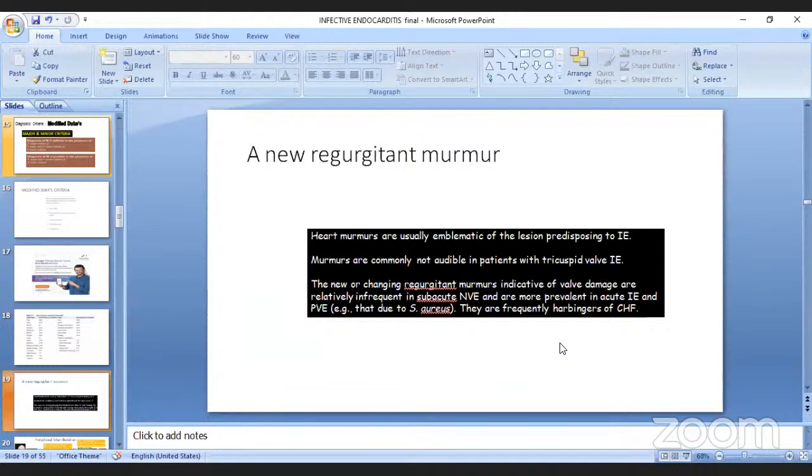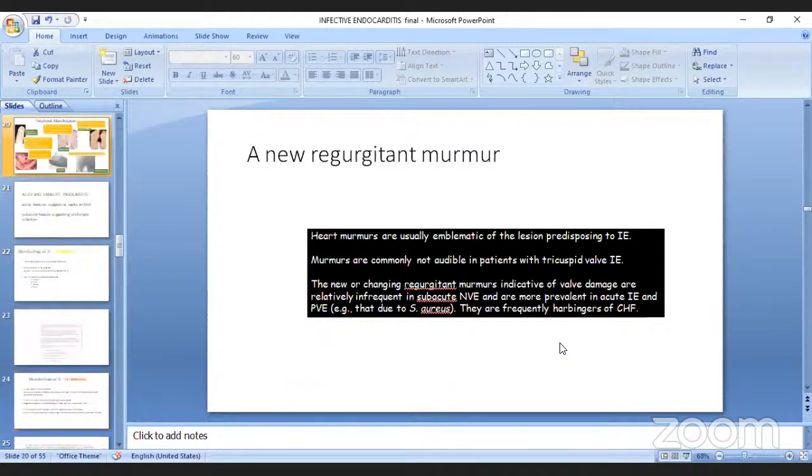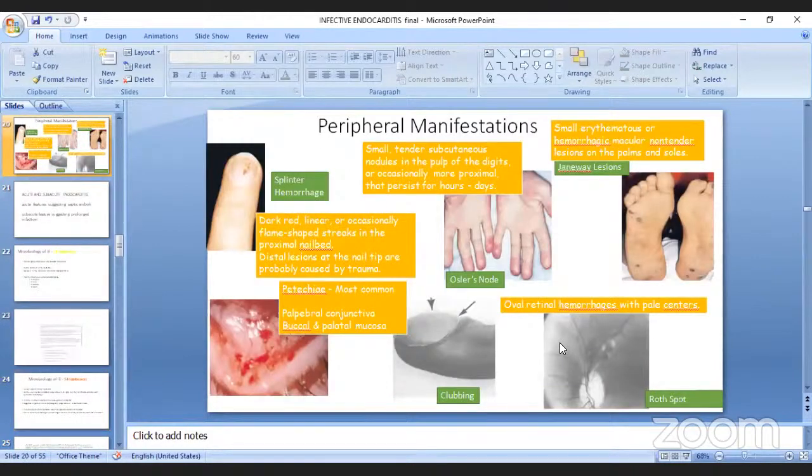Okay. The new or changing regurgitant murmur indicating valve damage is relatively infrequent in subacute infective endocarditis and more prevalent in acute infective endocarditis. That is what you have to remember. Or prosthetic valve endocarditis, that is due to S. aureus, the same thing that I already told you, and they are frequently harbingers of congestive heart failure. Now these are the peripheral manifestations, very beautifully put for you.